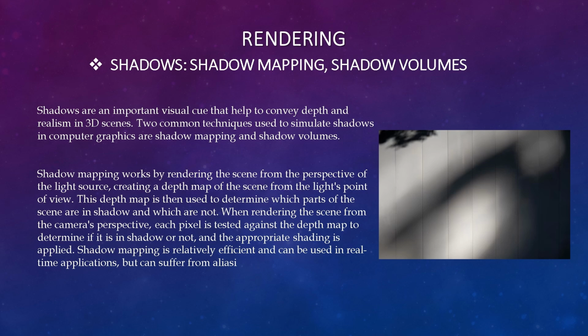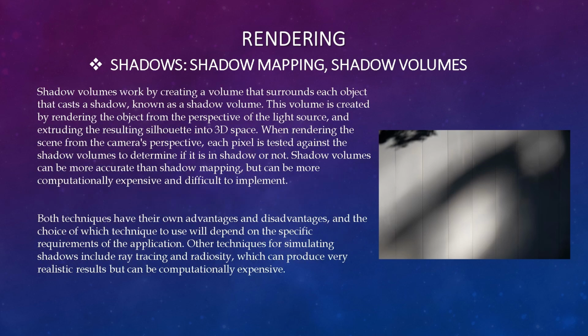When rendering the scene from the camera's perspective, each pixel is tested against the depth map to determine if it is in shadow or not, and the appropriate shading is applied. Shadow mapping is relatively efficient and can be used in real-time applications, but can suffer from aliasing.